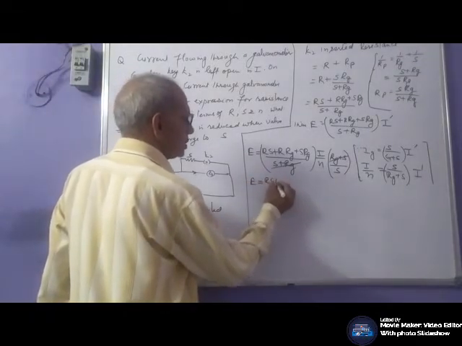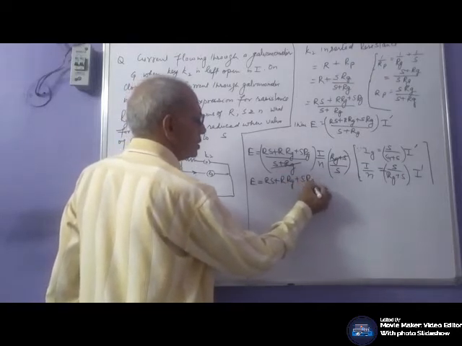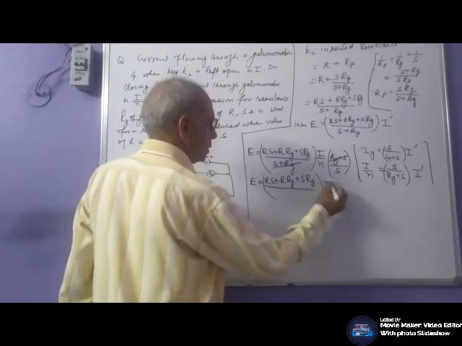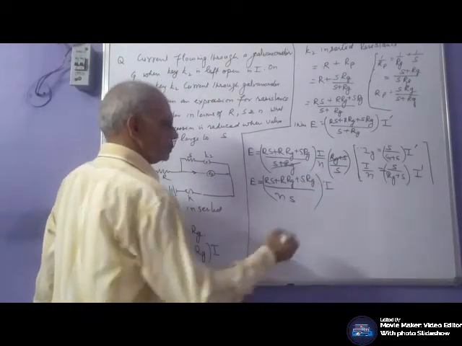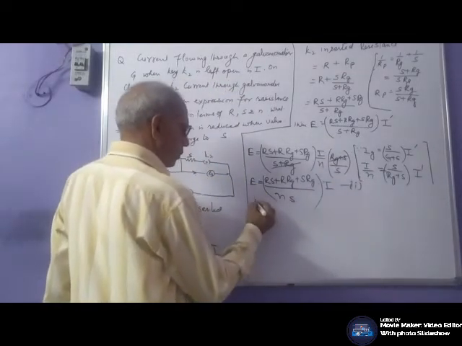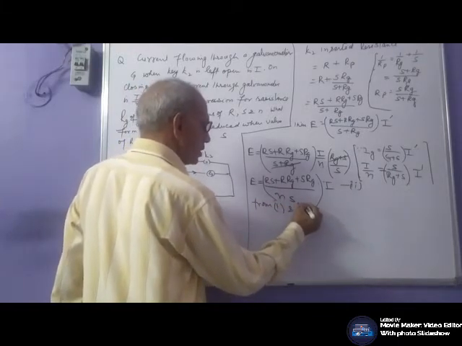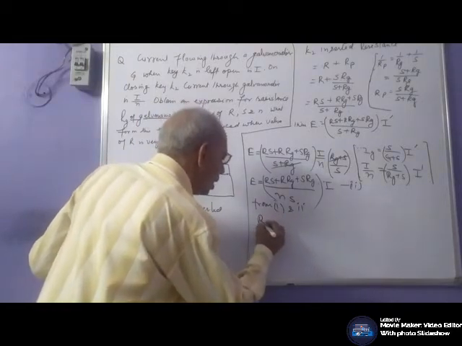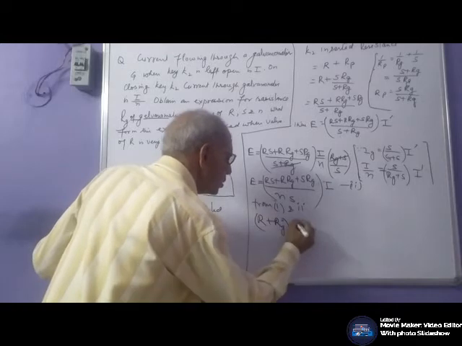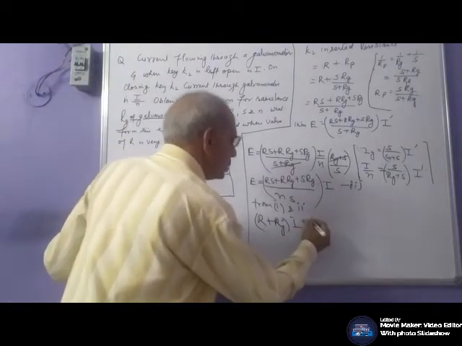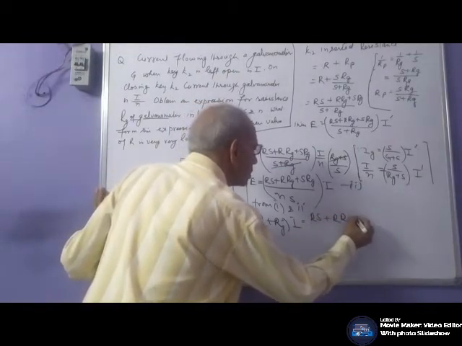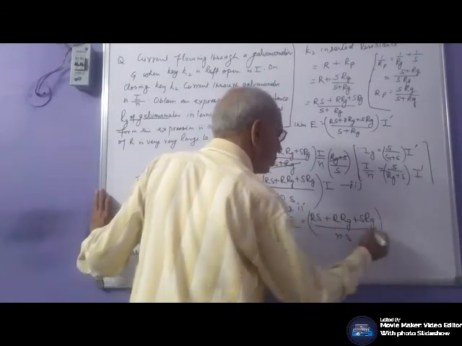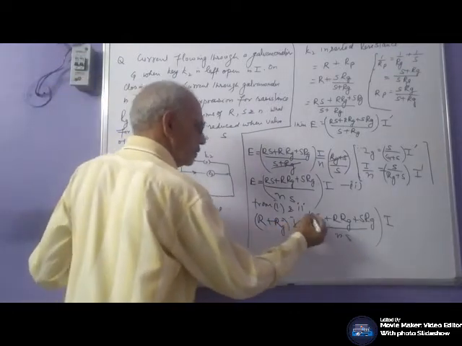E equals R S Rg by S Rg into I, and it is N, it is S. From first and second, R plus Rg into I equals R S Rg by S plus Rg... ns into I. This I goes with this I.